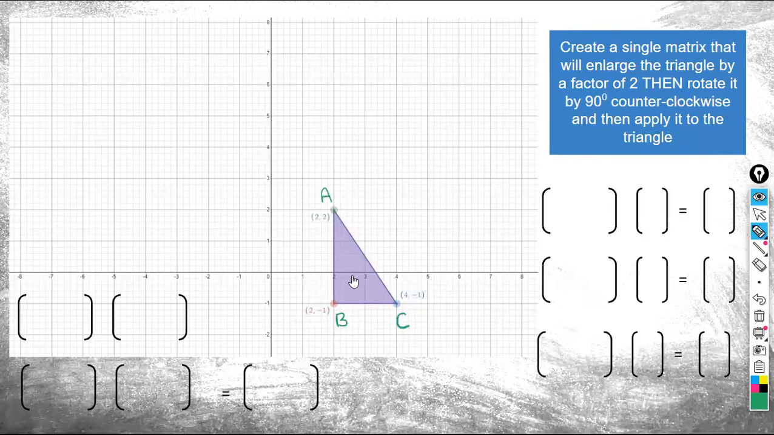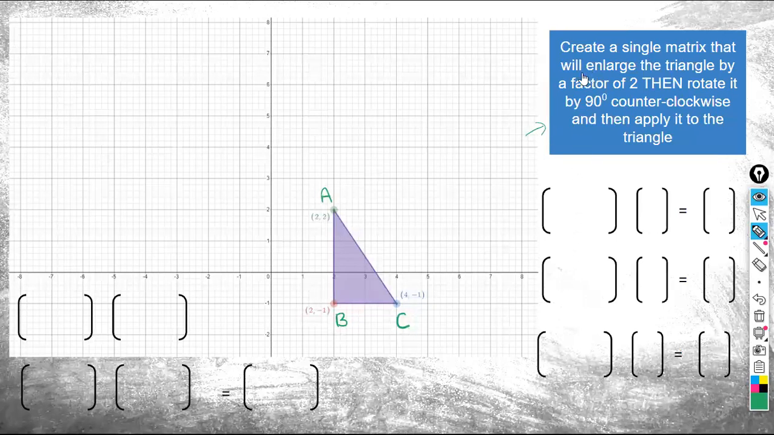This is one I want you all to draw. So you don't need graph paper, right? You can just take a ruler and draw a horizontal and vertical line. Put these points in. A is 2, 2, C is 4, minus 1, and B is 2, minus 1, right? I want you all to draw that triangle on some makeshift graph paper, and then I want you to try this question here. What do they want you to do with that triangle?